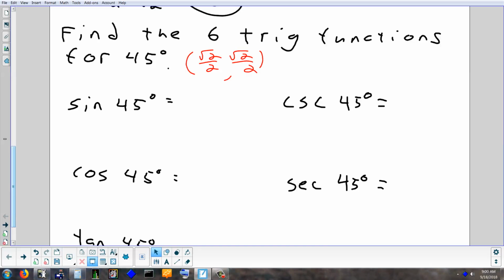And since they're the same, can you just tell me which one you picked so we know? The y. Yes, the y. So square root 2 over 2. Again, if you switch the x and the y, you'd be okay this time, but usually you're not. So sine is root 2 over 2.